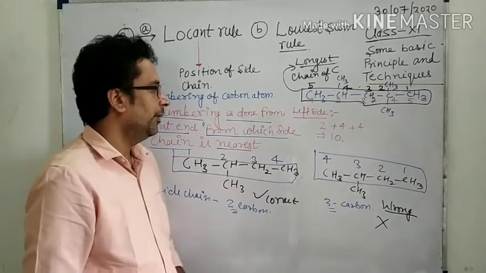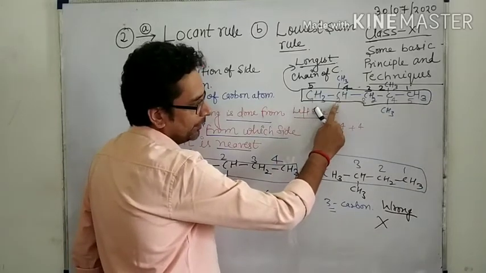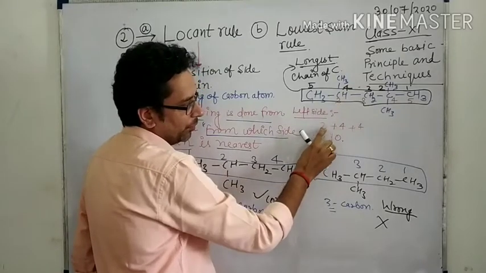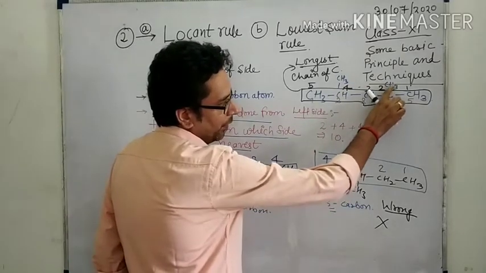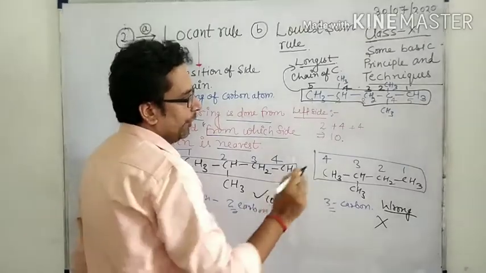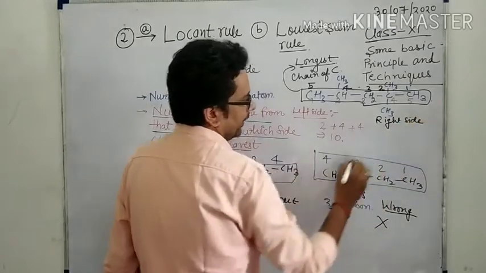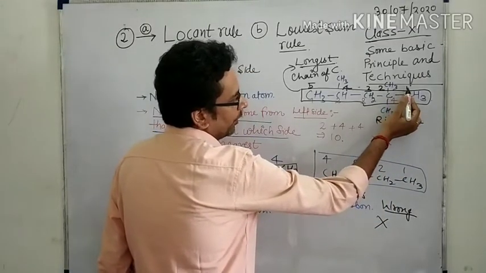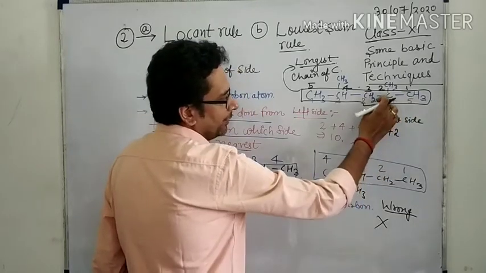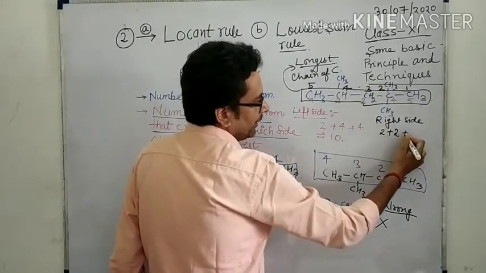So when we give the number from the left side, the first side group is attached to the second carbon, so we add 2, and the fourth one is 4 for this one. When we give the number and note down the position of substituents from the right side, what happened? Look here, right side, this one, 1, 2. So 2 plus 2. Why 2 plus 2? Because at the second position 2 methyl groups are attached. Okay, so 2 plus 2 plus 4.